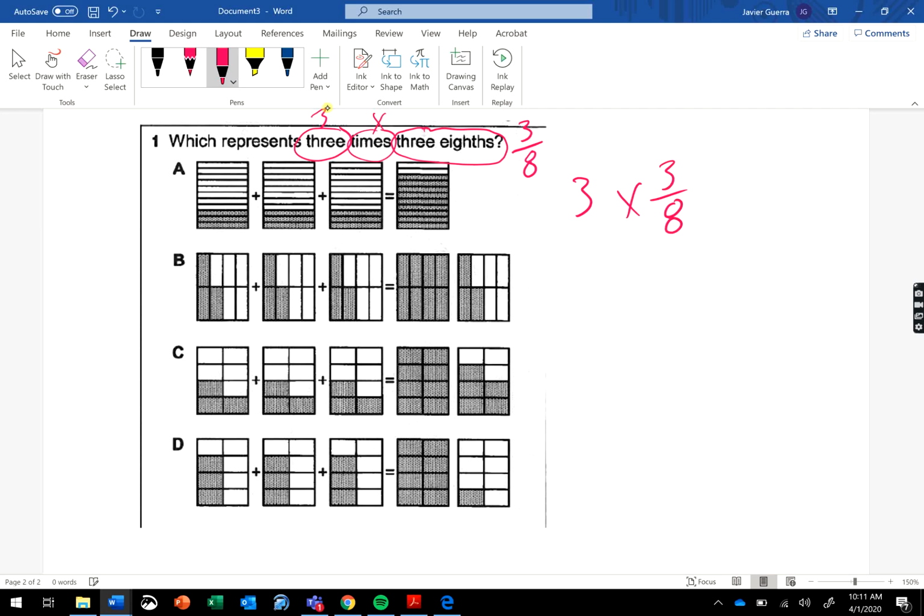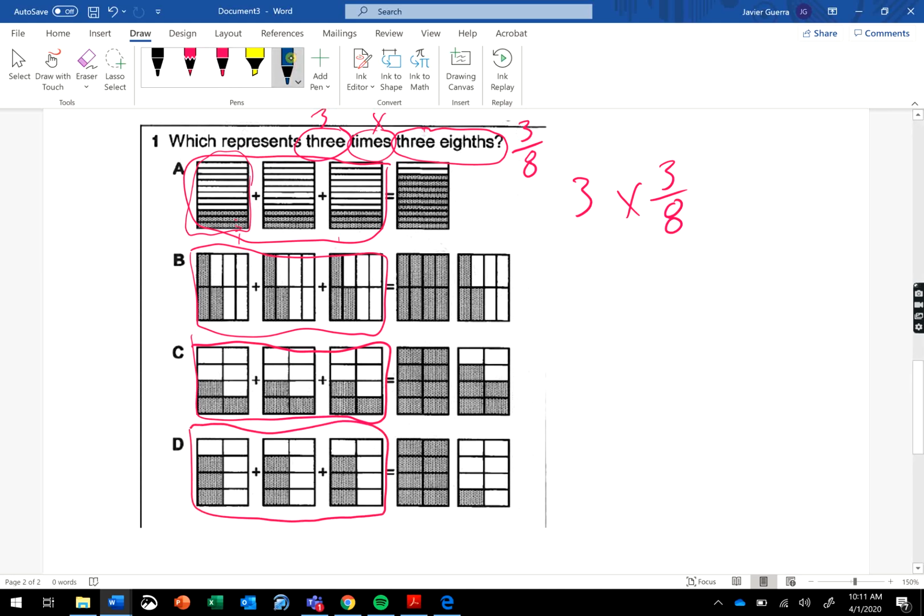I should be able to solve this, right? People are going to look at just the models here, but if you notice, each one represents 3 times 3/8, right? So this is a group of 8 and 3 are shaded, and there's 3 different groups. This is 3/8, this is 3/8. C shows you 3/8 as well, and so does D. What changes, what's going to help you find the answer, is looking at this answer choice right here. Notice how every answer choice here is different.